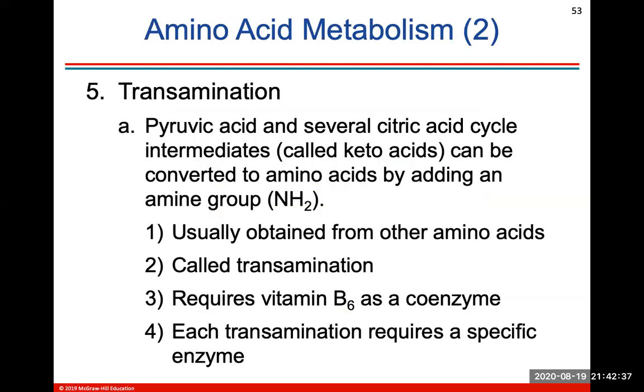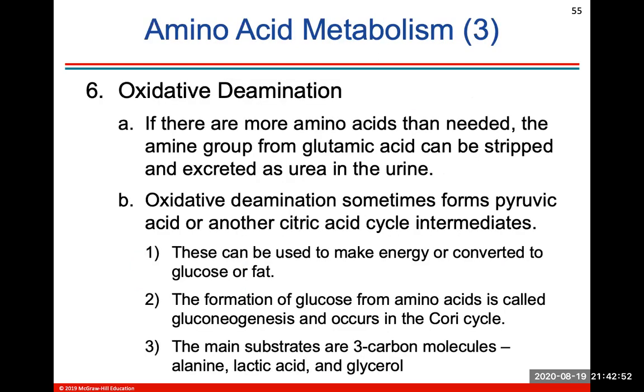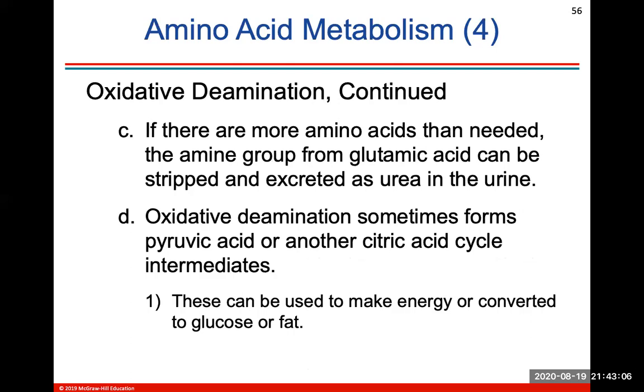Transamination: pyruvic acid and several other citric acid intermediates can be converted to amino acids by adding an amine group. Here's transamination. I won't ask you guys too many questions about this. And amino acid metabolism, I'll let you read through. But again, for this chapter, I want you to focus mainly on cellular metabolism, those 3 steps of glycolysis, the Krebs cycle, and the electron transport chain.